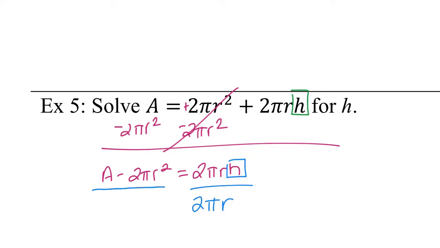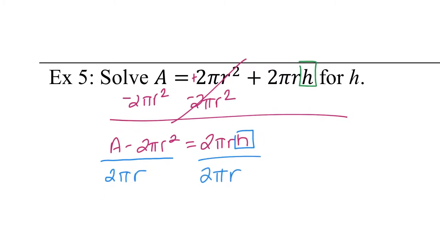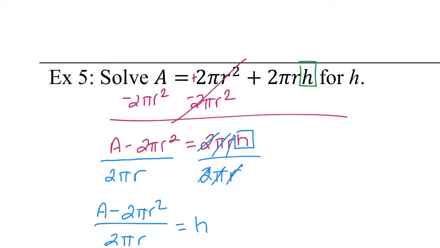So we're going to have to take this left-hand side and divide by 2 pi r as well. Now notice I put the division bar all the way across both of these terms because you have to divide everything. You can't just divide one or two terms. Everything needs to be divided. So on the left, I don't know what any of these variables are, so we're just going to leave it alone. A minus 2 pi r squared over 2 pi r equals, on the right, the 2 cancels, the pi cancels, and the r cancels, leaving us with just h. And that's what we wanted isolated.